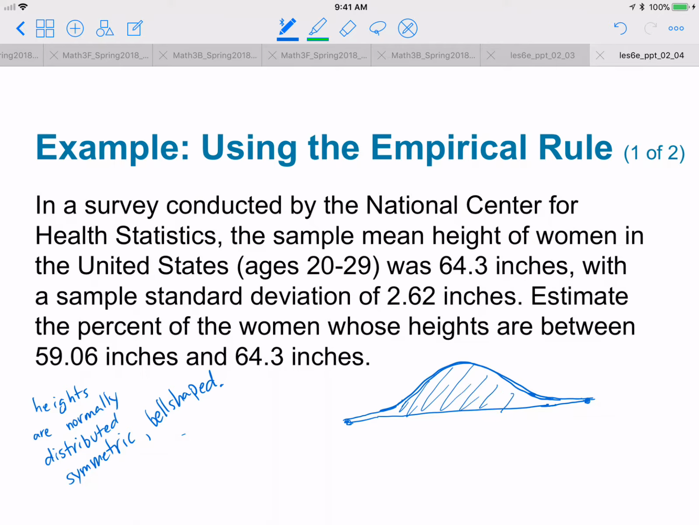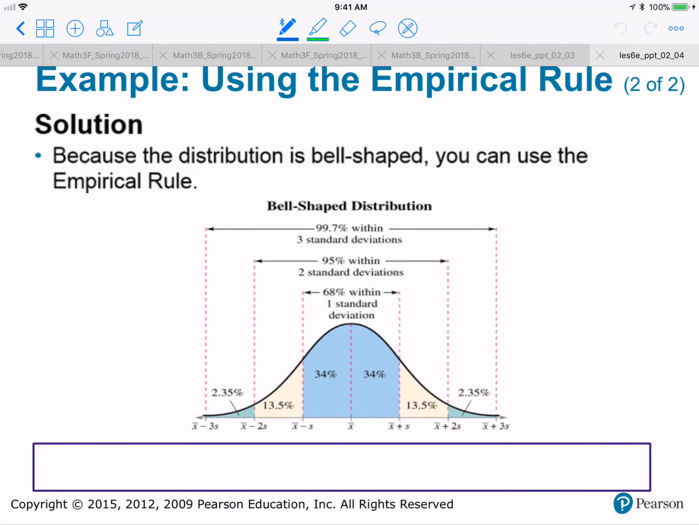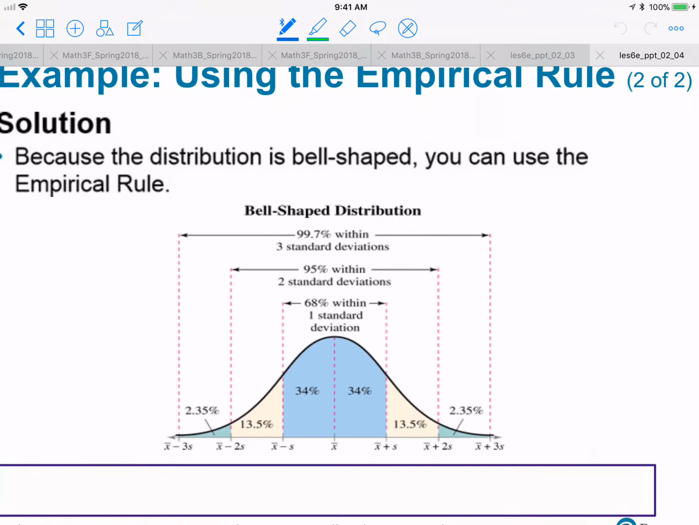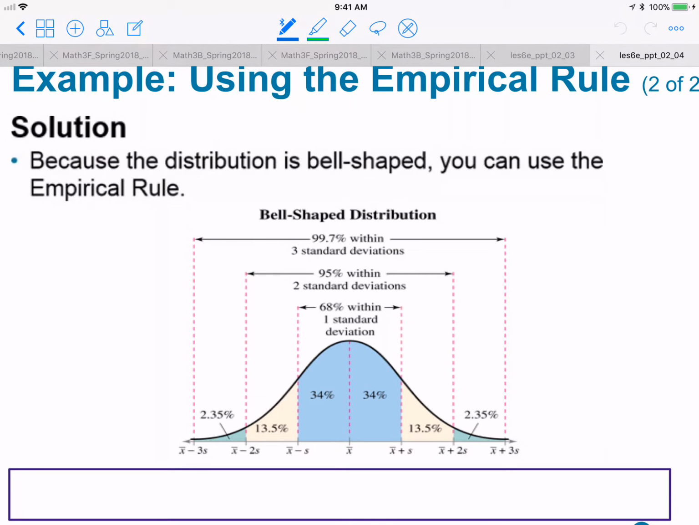Same thing with weight. Anytime you weigh anything, if you weigh humans, if you weigh animals of a certain size or of a certain age, very few humans of a certain age are going to be very, very light, and very few humans are going to be very, very heavy, and most humans are going to be somewhere in between. So we're going to use this to say that our distribution is bell-shaped, so we can use the empirical rule.